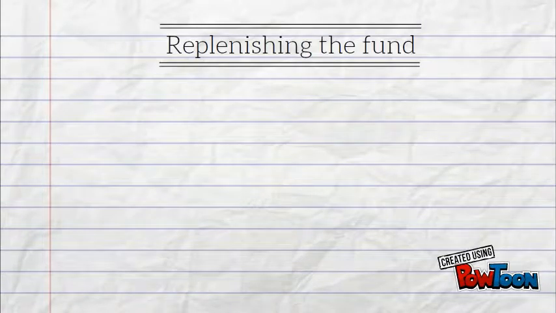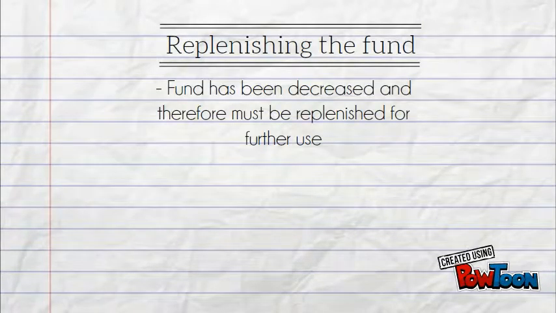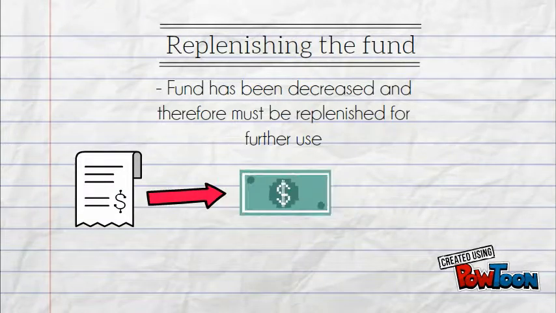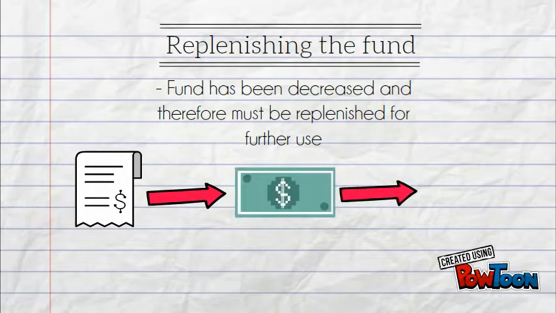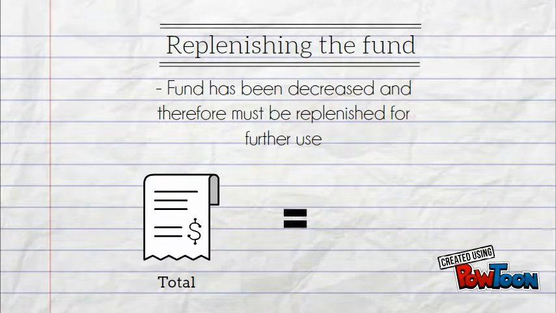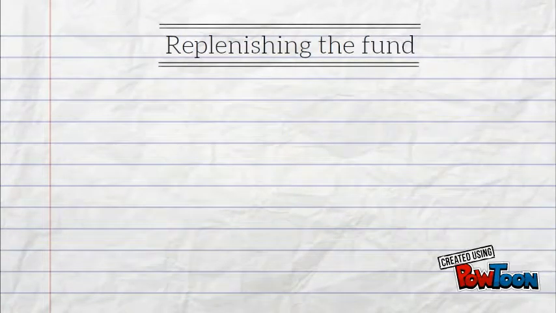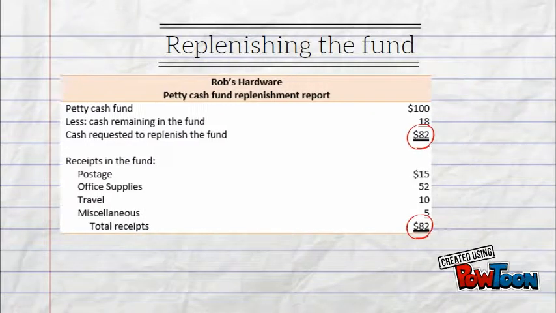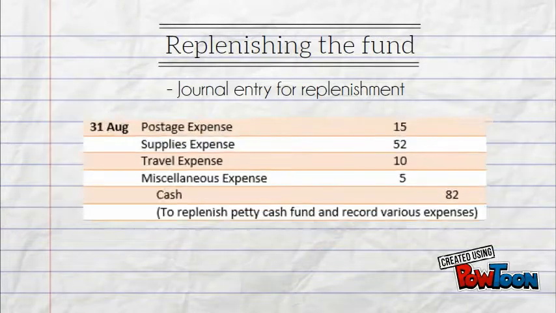Finally, the fund must be replenished as the business has made cash purchases decreasing it, and it therefore must be refilled for further use. The receipts from the purchases are used to record the expenses, and a petty cash fund replenishment report is created, where the total amount of receipts should equal the cash requested. Rob's report shows that the fund needs $82 to level it, and the receipts also total $82. Therefore, Rob would cash a check for this amount to replenish the fund, and the following journal entry would be recorded.